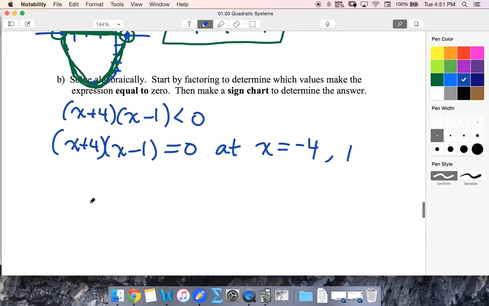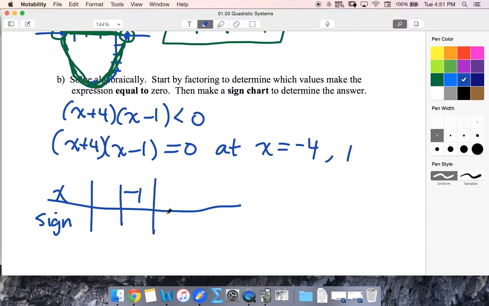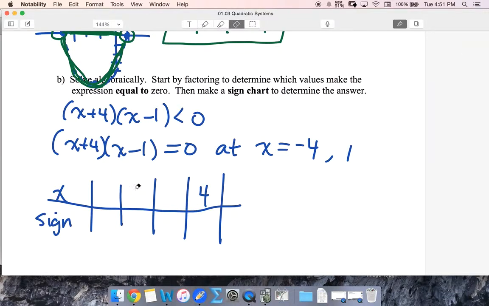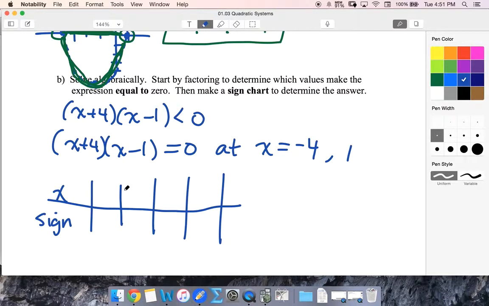So if I think about the sign chart here, then I'm looking at x values and I'm looking at their sign. So my key x values are -4 and 1, and I left space before, in the middle, and after. My key values are -4 and +1. And then I want to pick numbers on either side. So I'm going to go -5, I'm going to pick 0, and I'm going to pick +5. I just want to pick easy numbers for myself. And my sign chart is I want to know what sign do I get when I plug these in.